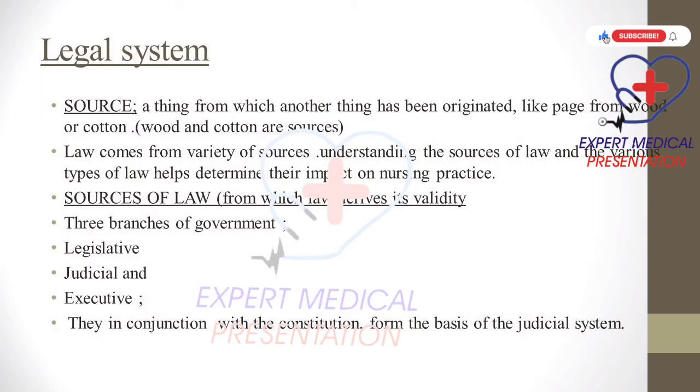Legal system. Source: a thing from which another thing has been originated, like paper from wood or cotton. Wood and cotton are sources. Law comes from a variety of sources.